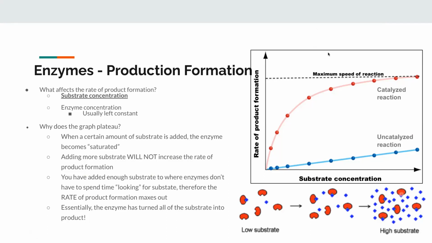This happens because the enzyme can become saturated by the amount of substrate that's in the area, because adding more substrate is not going to increase the rate of product formation if every enzyme's already working. The enzymes aren't looking for a substrate anymore. It already has one at its active site. So basically it has turned everything there into product, or it's limited by the amount of enzyme present. Adding more substrate isn't going to change anything if there's a limited amount of enzyme. Does that make sense to everyone?